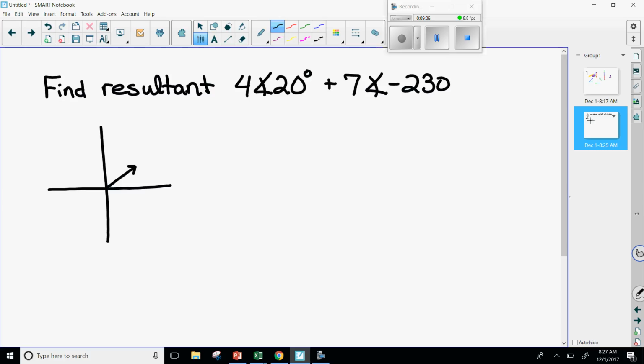What's your reference angle? Here's your reference angle. What's that reference angle going to be? 50 degrees. So here's a 50-degree angle. This has a magnitude of 7. This has a magnitude of 4, and here's 20 degrees. Now, I will show you 2 different ways to work through this. Your book is only talking about one.